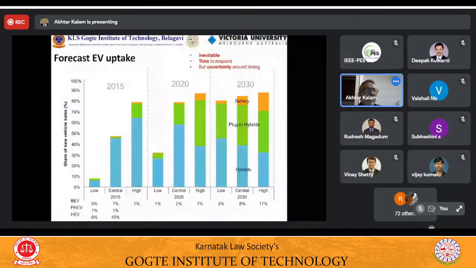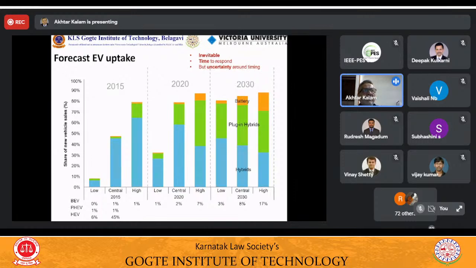Now, we also did the forecast. And the forecast is such that I can tell you right now that it is inevitable, whether we like it or not. I'll just take some of the figures. The blue is hybrid, the green is plug-in hybrid, and the golden color is battery. I don't know when the EV takeover will take place completely, but I can tell you this will definitely happen. Compared to 2015 and 2020, there'll be a lot more battery charge. The hybrid one will reduce dramatically, and the plug-in hybrid one will be saved.